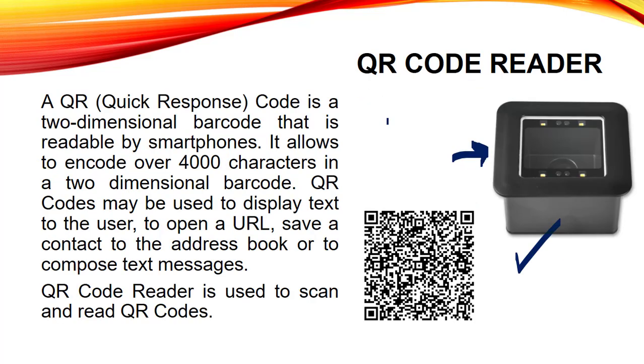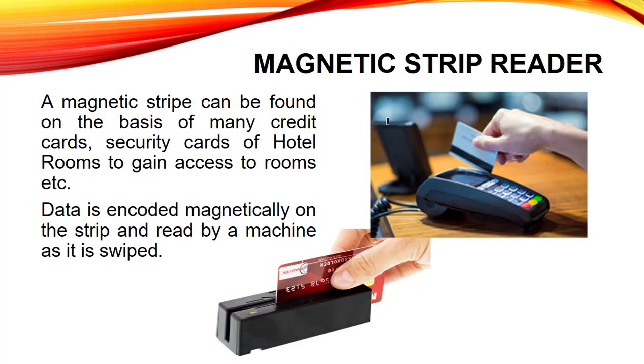Then next we have the magnetic strip reader. I think that you all must have seen a credit card or a debit card. In a credit card or a debit card we have a magnetic strip. As you can see in this picture over here, it's a card and in this card we have a magnetic strip on this side. This magnetic strip contains some data or credentials about our important information.